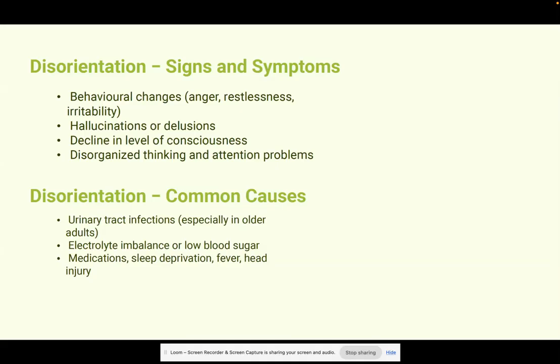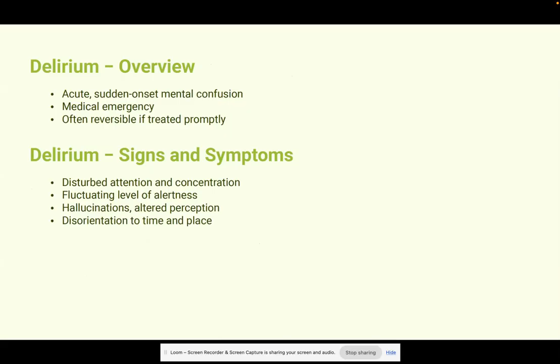Mostly, the common causes of disorientation are like if the client has a UTI, especially for older adults. There might be some electrolyte imbalance or low blood sugar. So if they haven't eaten yet, that's why it's very important that they need to eat. What else? Of course, medication that they're taking. They might be sleep deprived. They might have fever or head injury, right? So those are some common causes of disorientation.